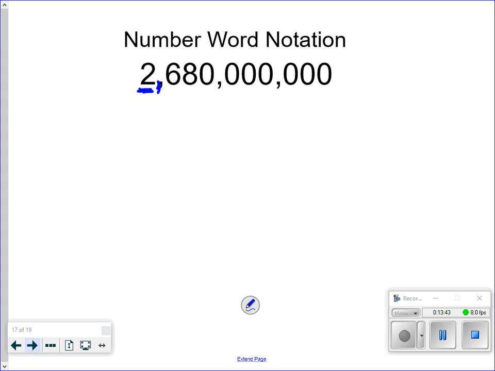So you're probably wondering, how are we going to write this one? Watch closely. 2.68. And what place is it in? This is not in the millions, it's in the billions. 2.68, that's 2.68 billion.